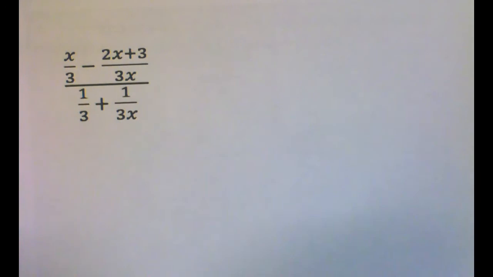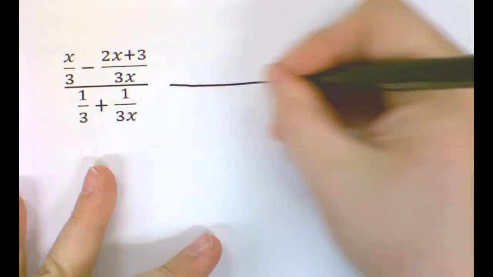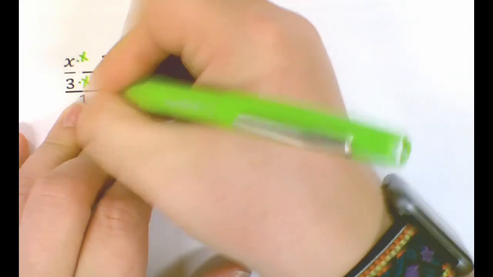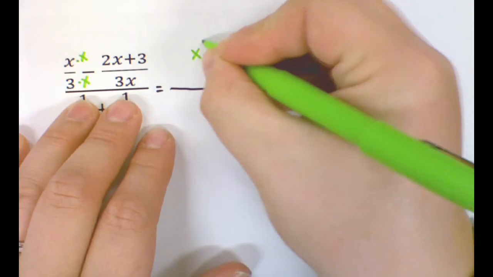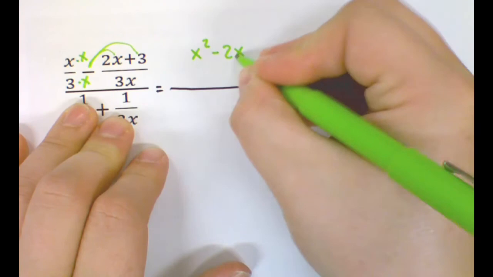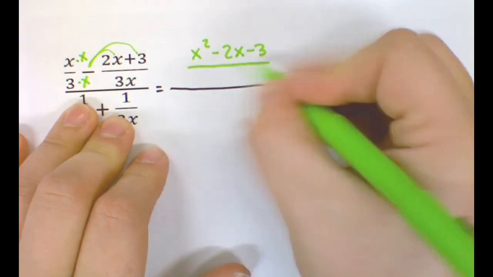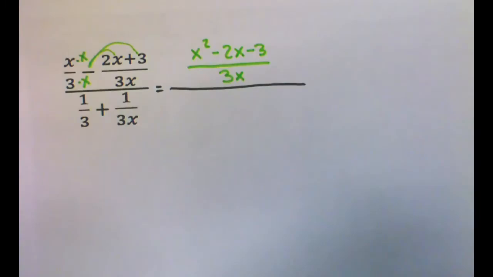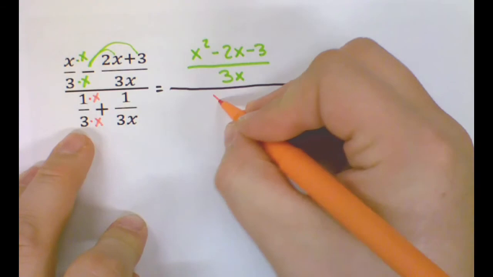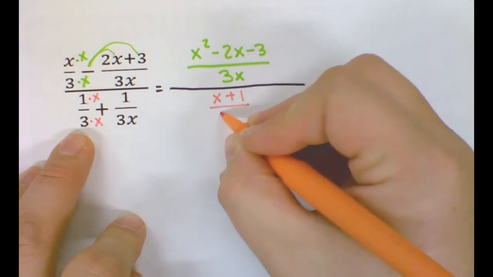Deal with the numerator and denominator separately. So, numerators first. Let's get a common denominator. I have a 3 and a 3x. That means this first one has to get multiplied by x. That gives me x squared. Remember to distribute your minus. So minus 2x minus 3 over 3x. In the denominator, I have a 3 and a 3x. This one needs to get multiplied by x. I have x plus 1 over 3x.